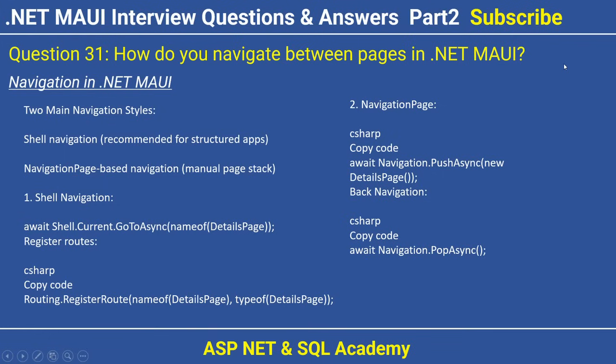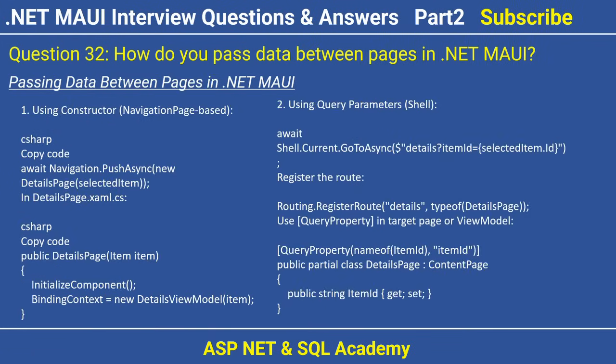In .NET MAUI, you can pass data between pages using either the constructor approach or query parameters, depending on whether you are using NavigationPage or Shell. With NavigationPage, you pass data directly via the constructor: await Navigation.PushAsync(new DetailsPage(selectedItem)). In the target page, accept the parameter and bind it to the context.